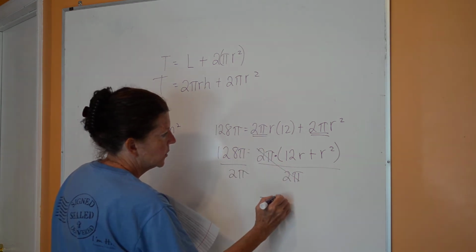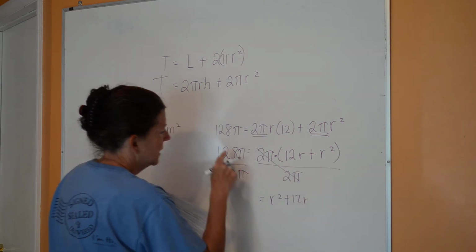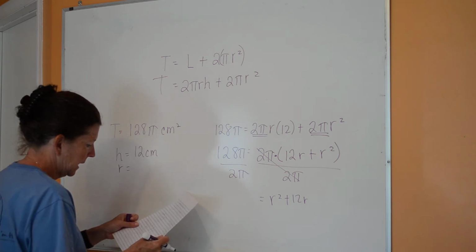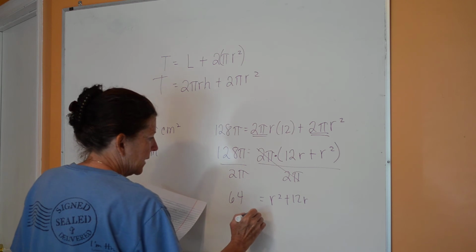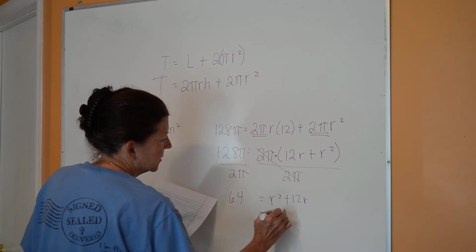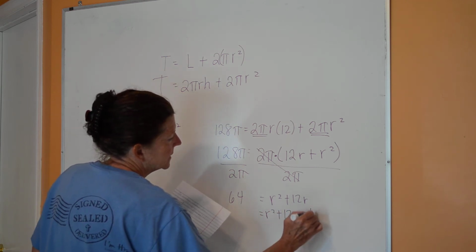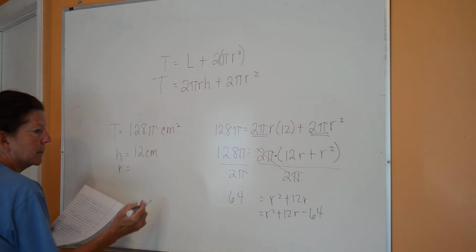So I have r squared plus 12r. That right there is going to give me 64. I'm going to bring it over to the other side. So I have r squared plus 12r minus 64. I hope you can still see it. I think I'll bring it back up over here.